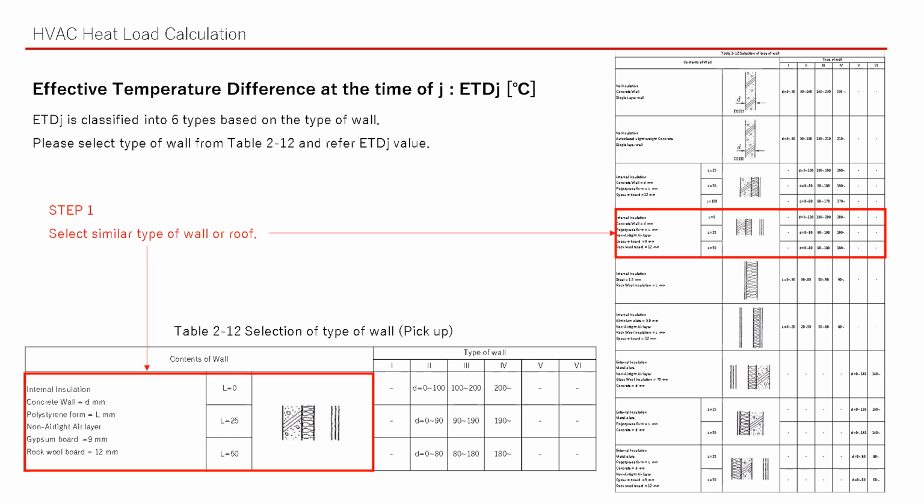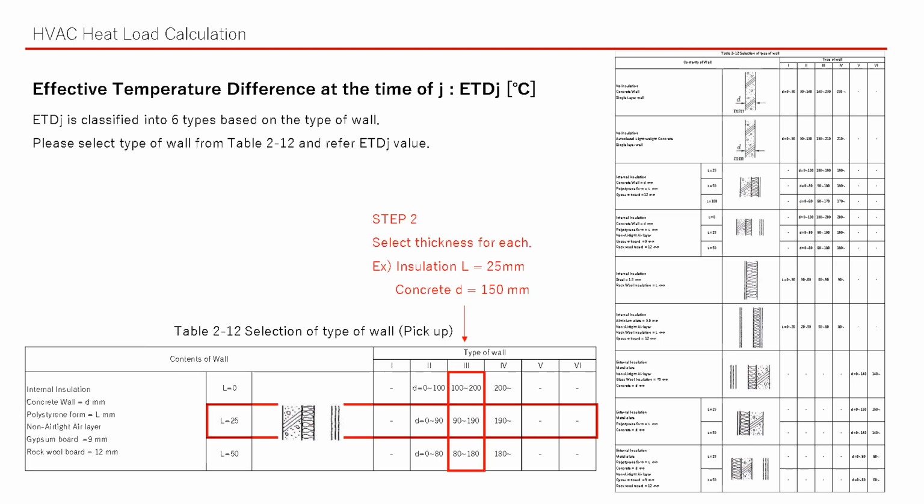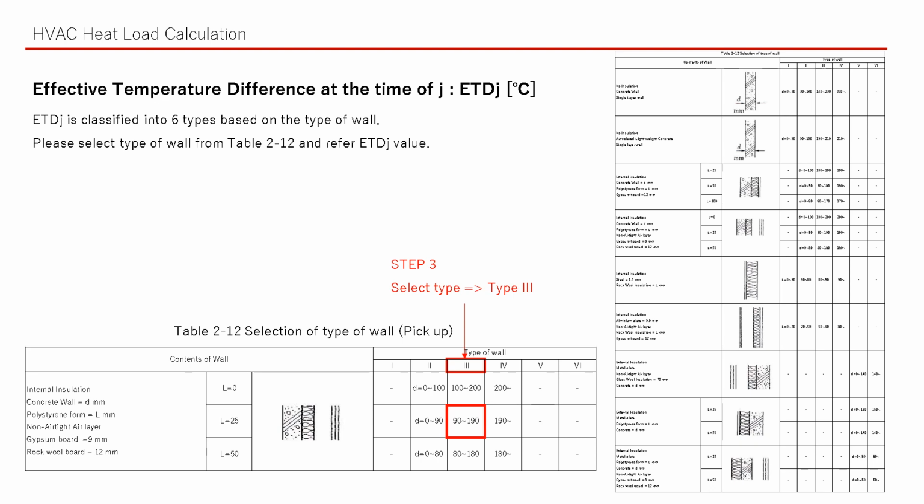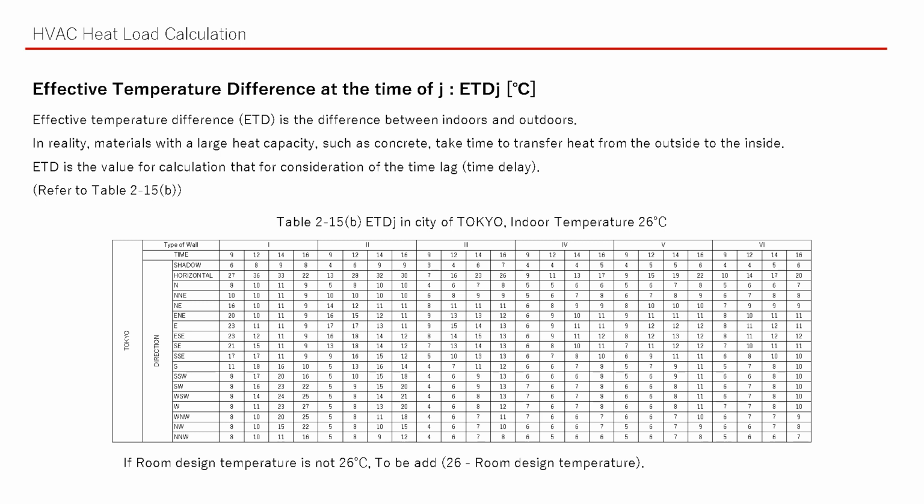Here, we just explain how to use these tables. 1. Select a similar type of wall or roof. 2. Select the thickness for each. For example, insulation L equals 25 mm and concrete D equals 150 mm. 3. Then, we will get type 3. This table 2 to 15b is the summary of ETD for each city.